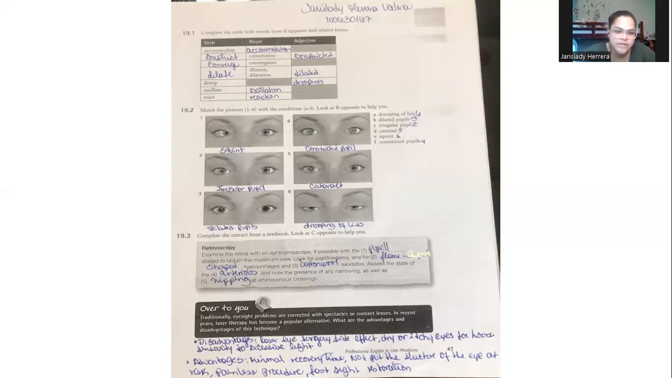Point 3. Complete the extract from a textbook. Retinoscopy. Examine the retina with an ophthalmoscope, if possible with the pupil dilated, to obtain the maximum view. Look for papilloedema and or flame-shaped hemorrhage, and cotton wool exudate. Assess the state of the arterioles and note the presence of any narrowing, as well as nipping at arteriovenous crossings.